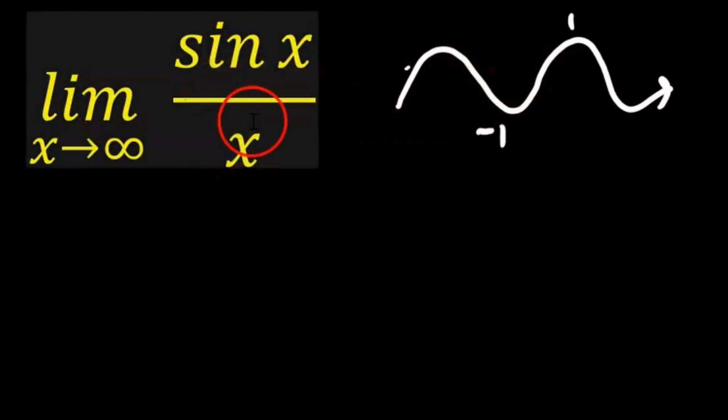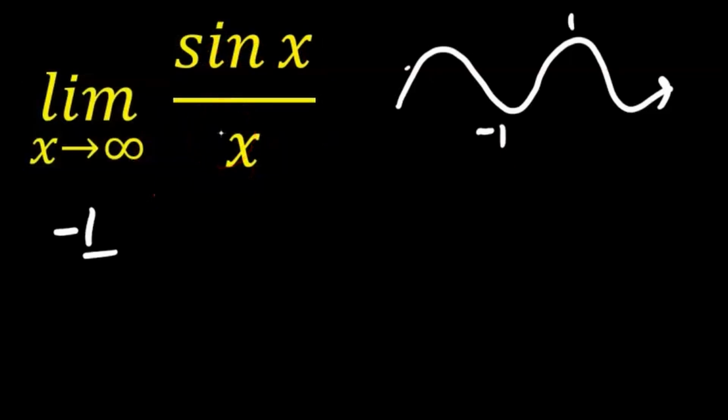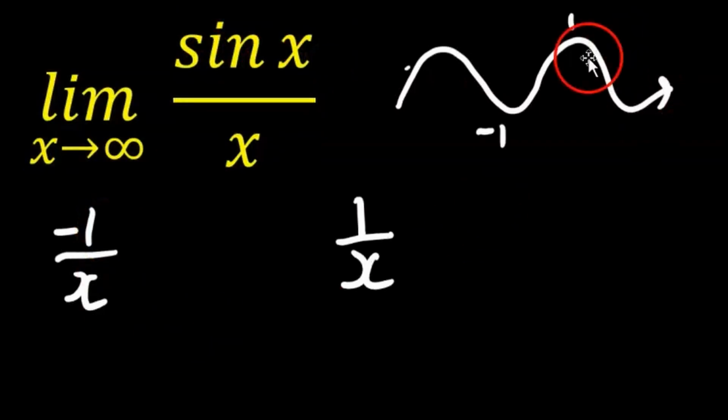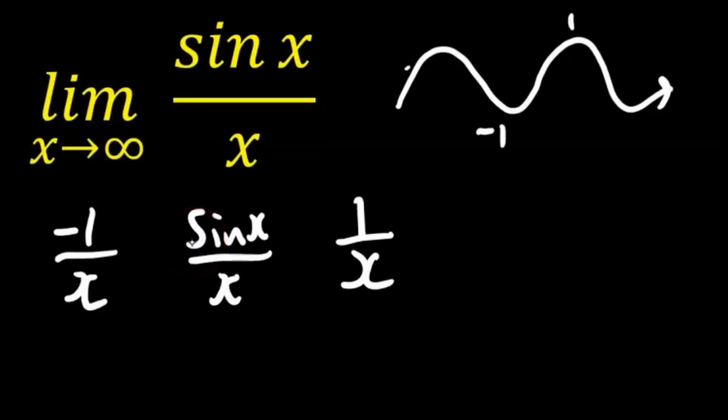So the smallest that this function can be, this would be our g of x, is negative 1 over x, right? That's the smallest. And the largest it can be is 1 over x, because that's as high as sine x can get, the largest the numerator can get. And our function is sine of x divided by x. So our function has to be greater than or equal to negative 1 over x, and less than or equal to 1 over x.